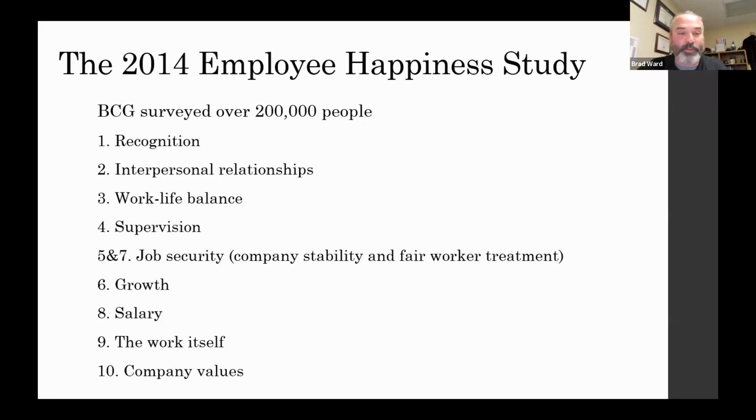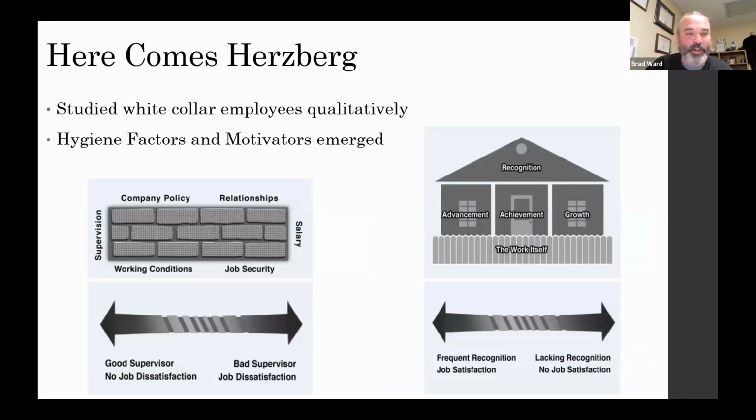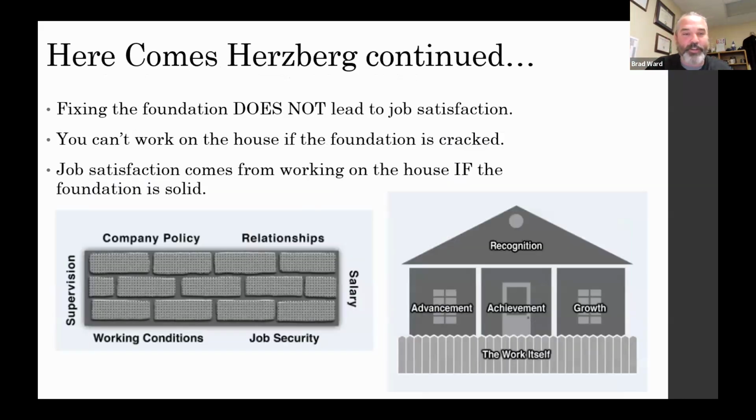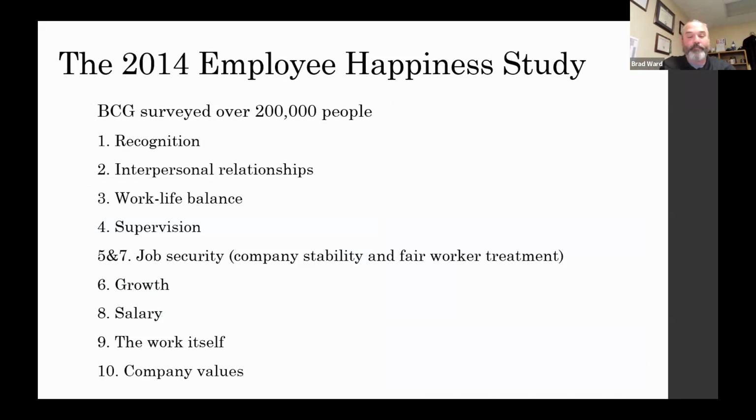Interpersonal relationships, number two. Again, that one's technically a hygiene factor. If we go back, these are called hygiene factors, the foundation hygiene factors. Work-life balance. This was before COVID, of course, 6 years before. Work-life balance was on there. Supervision, job security, number 5 and 7. Personal growth, number 6. Salary, the work itself, and then 10 would be company values and culture. So you could look at these in the way of Herzberg, and these are kind of all over the study.